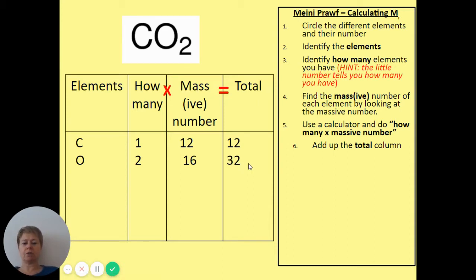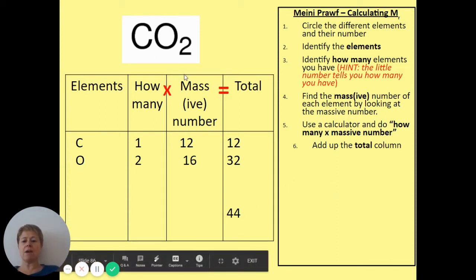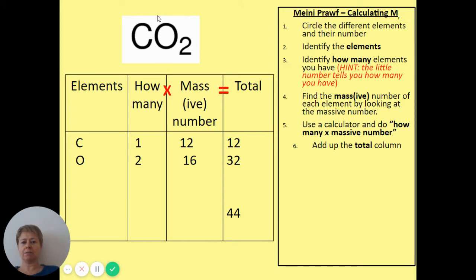That's step 5 done. Step 6, I add up the total column. So 12 plus 32 is 44. So 44 is the relative molecular mass for carbon dioxide. We've completed this step by step using the chemical formula and the mass numbers from our periodic table to work out the relative molecular mass of carbon dioxide.